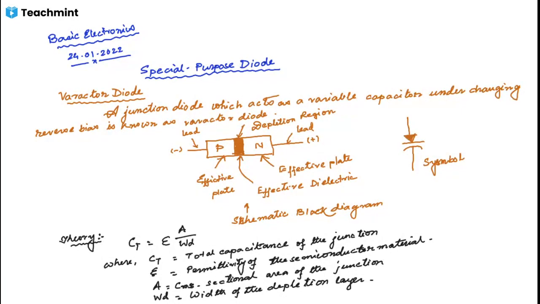When reverse bias across the varactor diode is increased, the width of the depletion layer also increases. Therefore, the total junction capacitance decreases. On the other hand, if the reverse voltage across the diode is lowered, the width of the depletion layer will decrease, and if the width of the depletion layer decreases, the total junction capacitance C_T will increase.